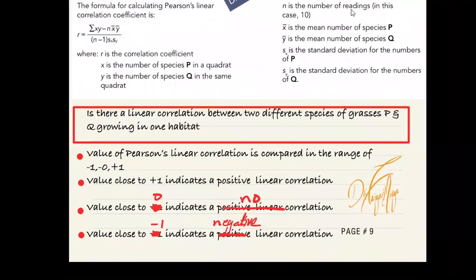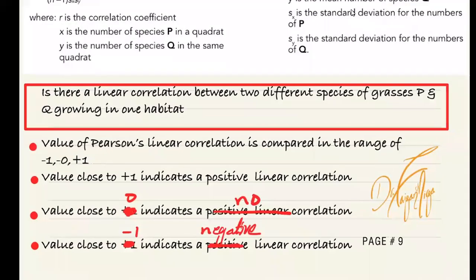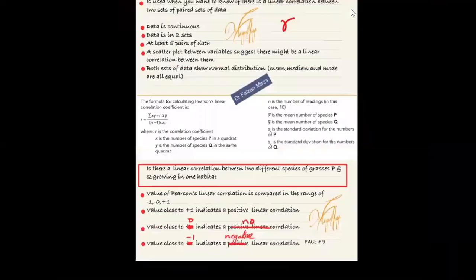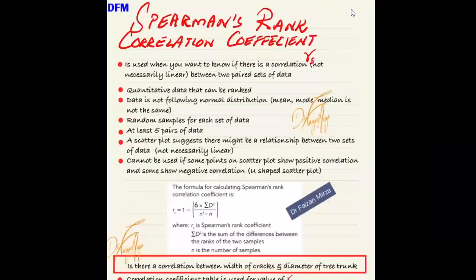So what do you do? Your value of +1, 0, and -1 can be there. If it's close to +1, it indicates a strong positive linear correlation. If it's around 0, it indicates no linear correlation. If it's around -1, it means there is a strong negative linear correlation. We move on to the Spearman rank correlation coefficient.